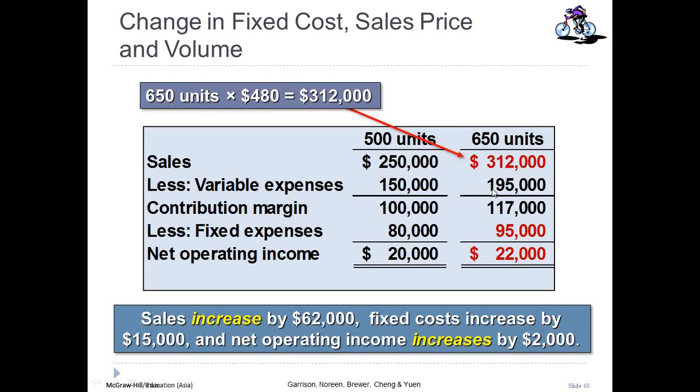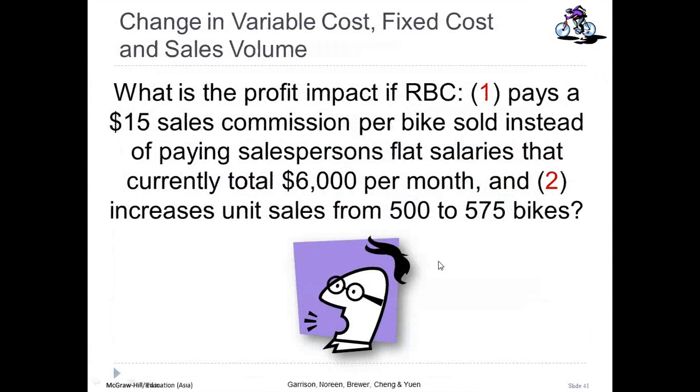Our variable expenses have increased. Contribution margin has increased. That's good, but it only increased by $17,000. Our fixed expenses increased by $15,000. Our net income has increased by $2,000. So in this simple math, we should go forward and do it. The sales increase was $62,000. Bottom line increased by $2,000.